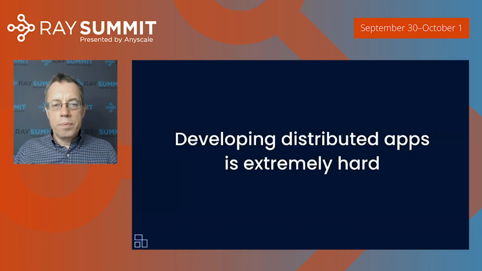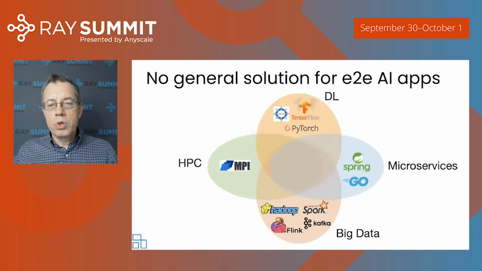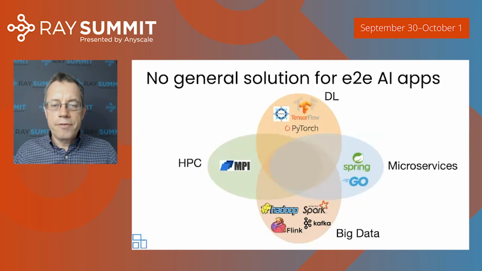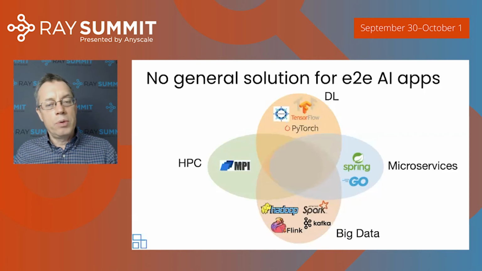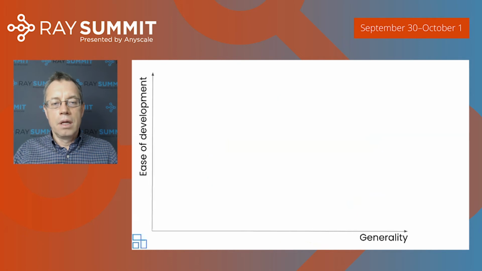Unfortunately, developing distributed applications today is extremely hard. Despite the convergence of distributed workloads, systems used to support these different workloads are as diverse and distinct as ever. There is no single framework to support end-to-end distributed applications integrating these workloads today. So what do people do when they have to develop such applications? Well, they have three solutions.